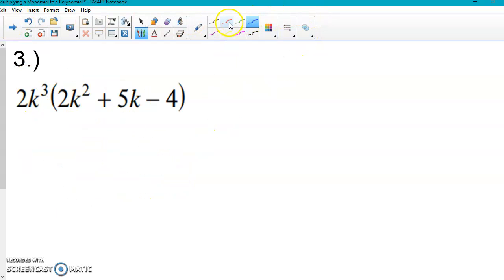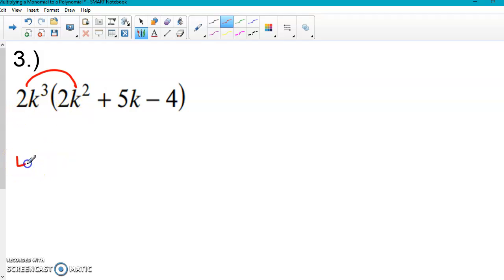All right, number 3, stepping it up just a little bit. Now we have a monomial times a trinomial. It's the exact same concept. You're going to take your first term and distribute it to everybody inside the parentheses. The only difference this time is you're going to multiply 3 times instead of just 2. So we'll grab 2k cubed times 2k squared. So do our coefficients first.